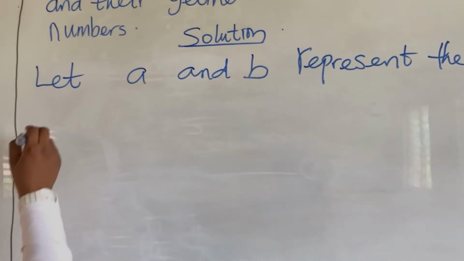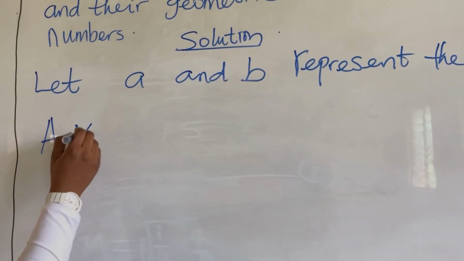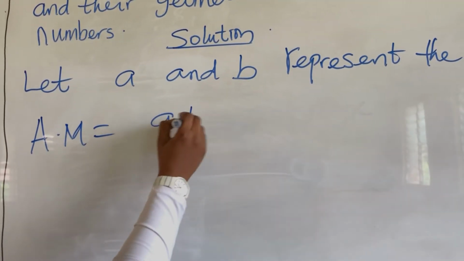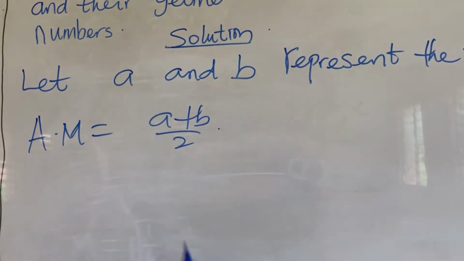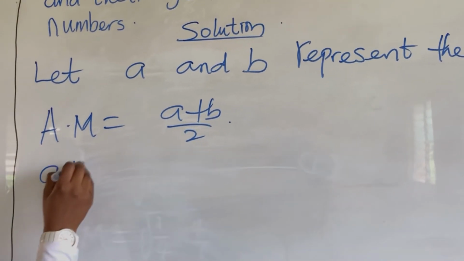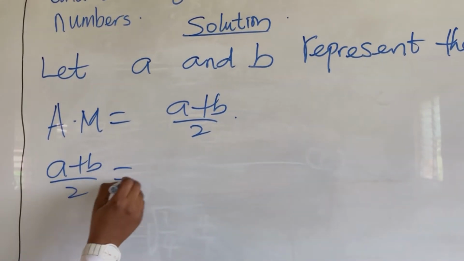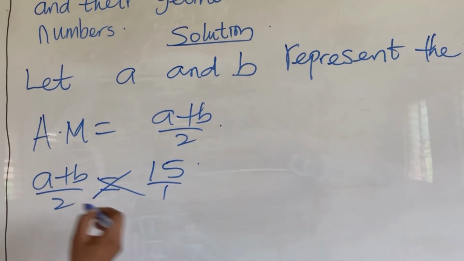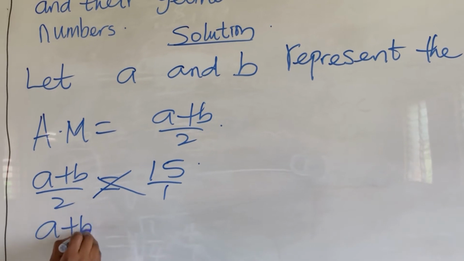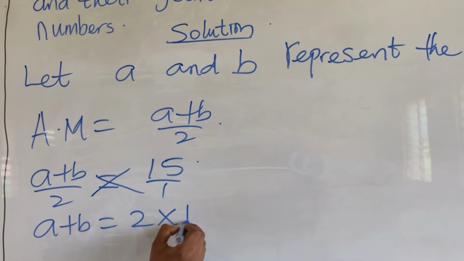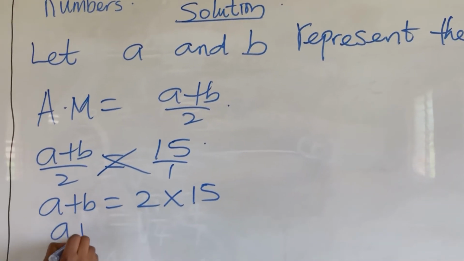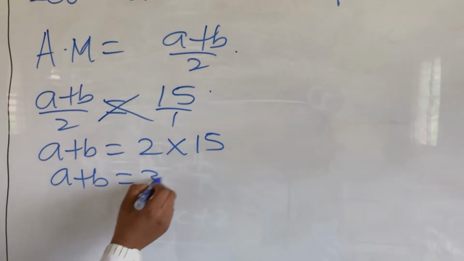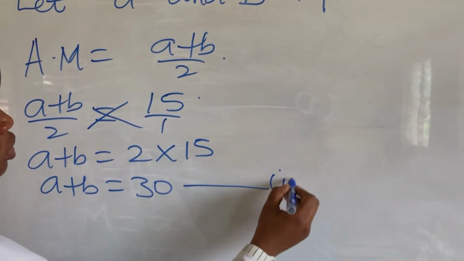So, the formula for arithmetic mean will be equal to A plus B divided by 2. So here, A plus B divided by 2 is equal to 15 according to the question. So we need to cross multiply here. A plus B is equal to 2 multiplied by 15. So A plus B is equal to 30. So let's call this one equation 1.